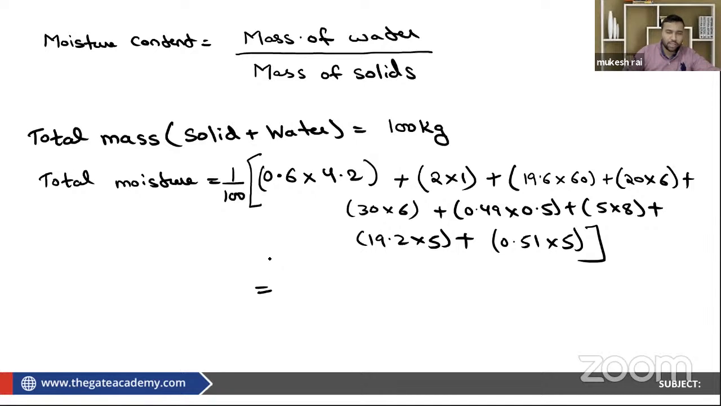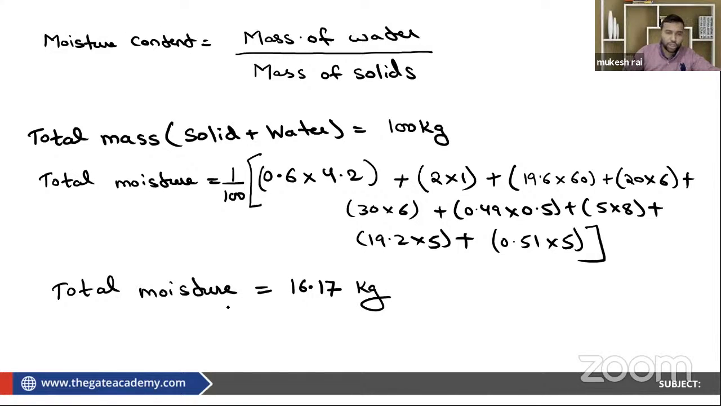What will be the final answer of total moisture? Yes, Pragay, correct. After solving this equation, what will be the total moisture value in terms of kg? 16.17. Very good, Pragay. It will be equal to 16.17 kg.